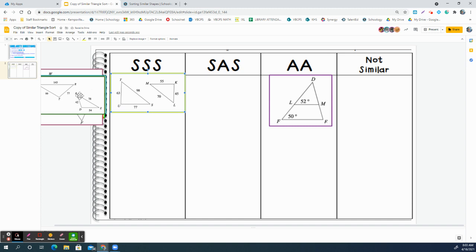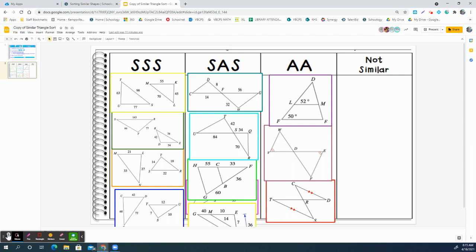Right? So all you're going to do is sort these tiles first and then go back and say, oh, can this stay in angle, angle, or does it need to go over to not similar? Can this stay in side, side, side, or does it need to go over into not similar? I'm going to give you about 10 minutes, okay?